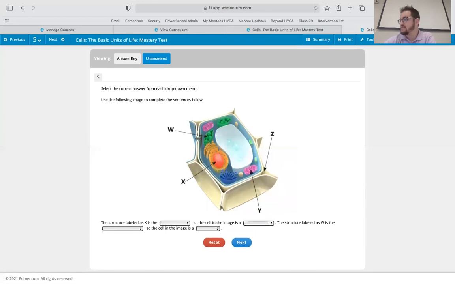Okay, next. Okay, X, if you look here, that's the brain, right? Easy enough, that's the nucleus. Okay, the cell in the image, if it has a nucleus, it's eukaryotic, okay? If it's got like a brain, if it doesn't, if it's just got all of the genetic material floating around, that's a prokaryotic. W, okay, this is going to be our chloroplast.